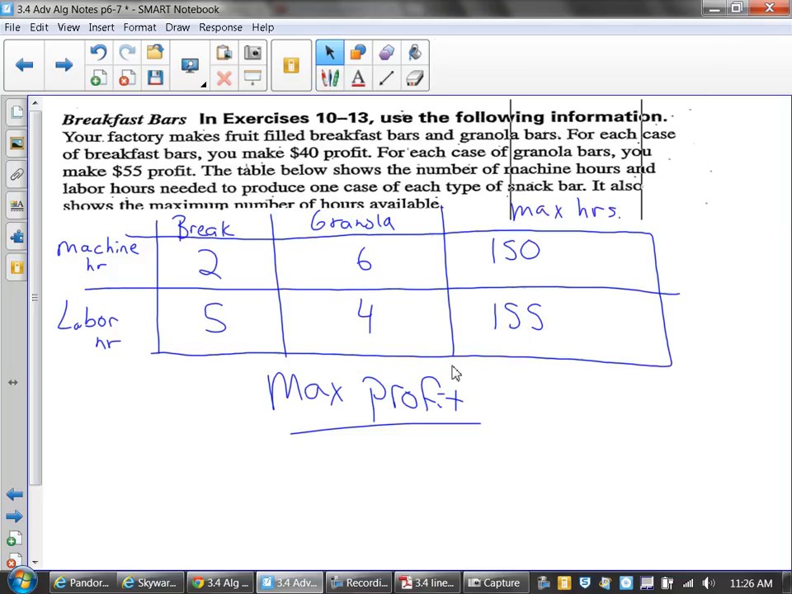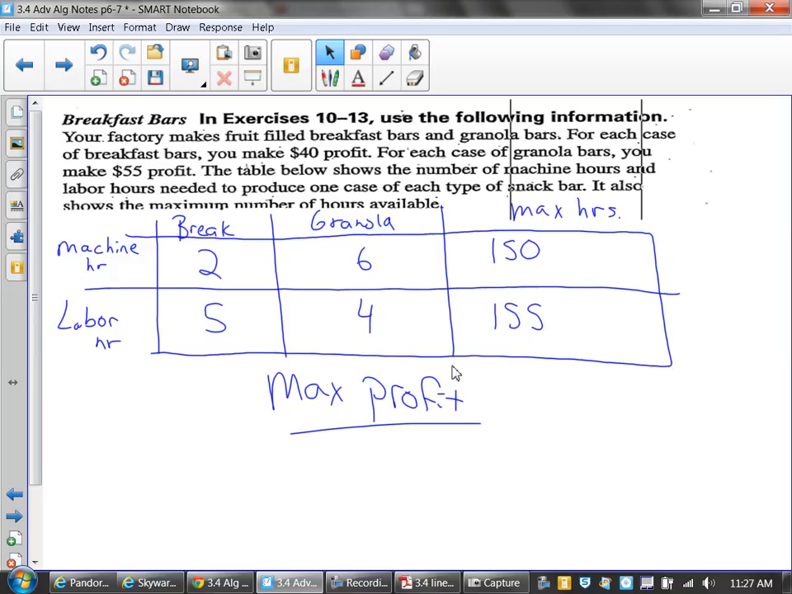So here's what happens. You have a company that makes granola bars and breakfast bars. Each case of breakfast bars, you make 40 bucks in profit. Each case of granola bars, you make $55 in profit. The table below shows a number of machine hours and labor hours it takes to produce one case of each type. What is the maximum of each of them you would get to maximize your profit? So basically we're looking to figure out how many cases of each do we get to get the maximum profit.